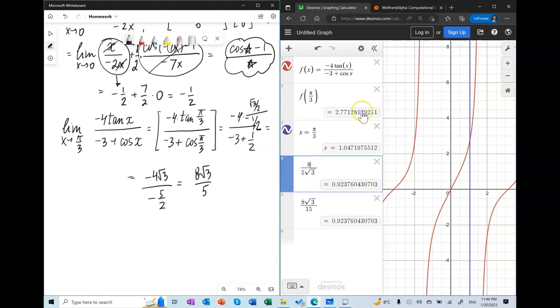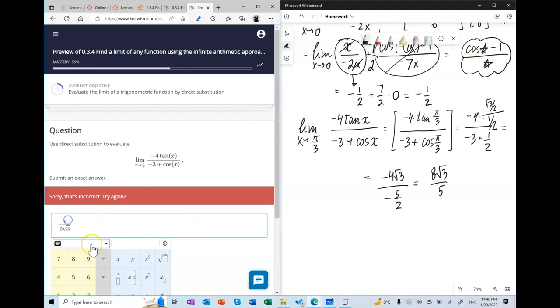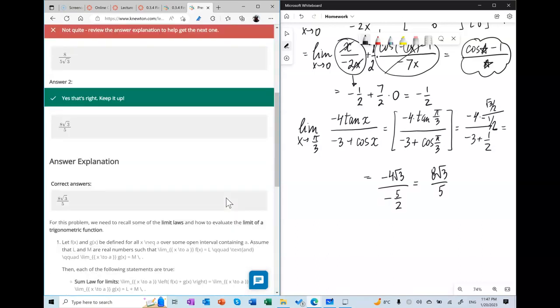So we expect the answer to be this number right here. And now we got that number. So 8 root 3 over 5 is the right answer. So it was just a typo, which inevitably will happen to anybody doing homework. Let's see what we got. And that one is right.